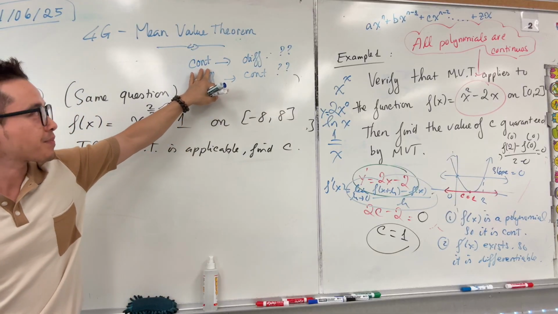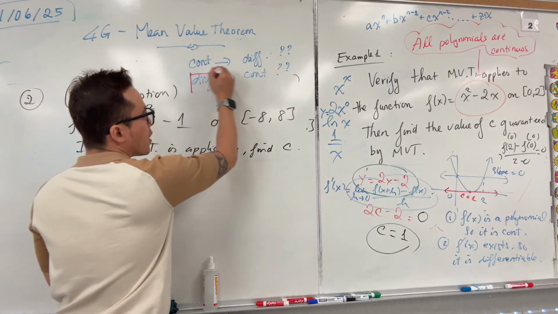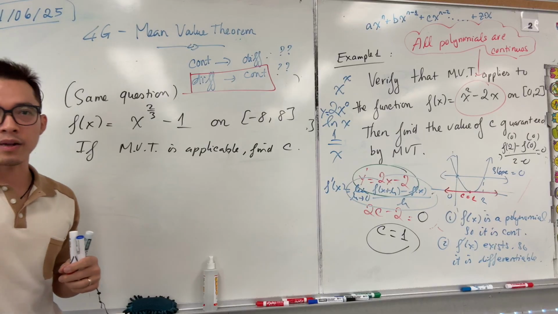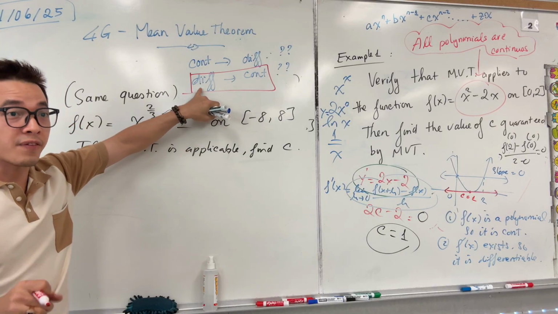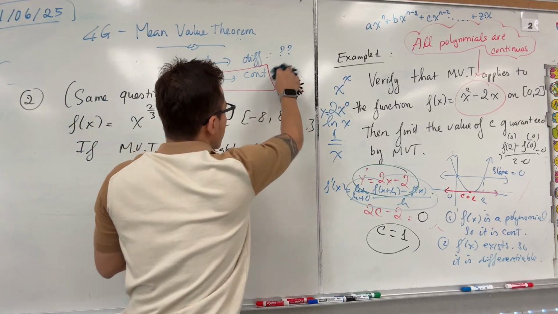Let's do this way first. Differentiable, automatically continuous. Maybe write it down somewhere in boxes so you can know. When a function is differentiable, it is automatically continuous.